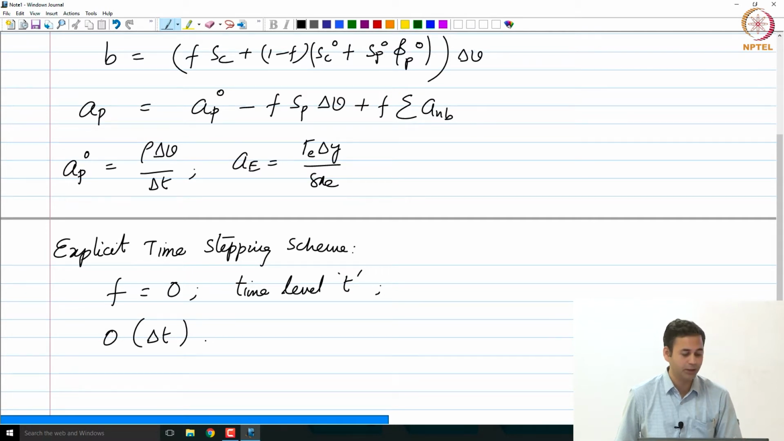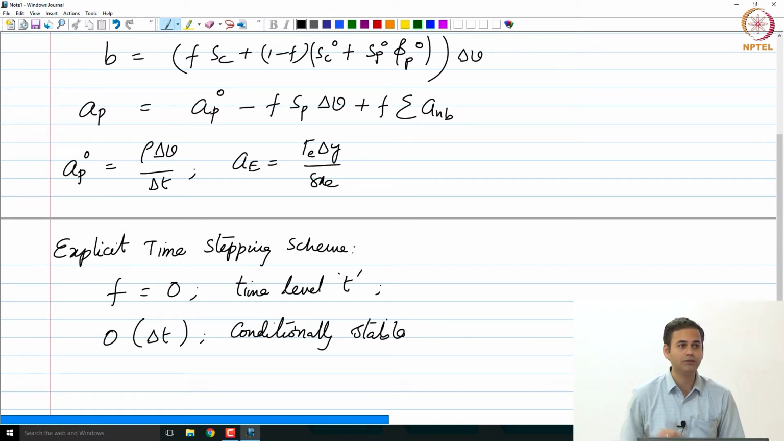We said this will be of order delta t, and is the scheme stable for any delta t that we choose? No, right, we kind of derived heuristically by looking at the coefficients of phi p naught that it is only conditionally stable. So if we choose a delta t that is some factor times order delta x square, then only the scheme produces positive coefficients for the phi p naught term, right. As a result, you would not get wiggles, and the solution would converge.